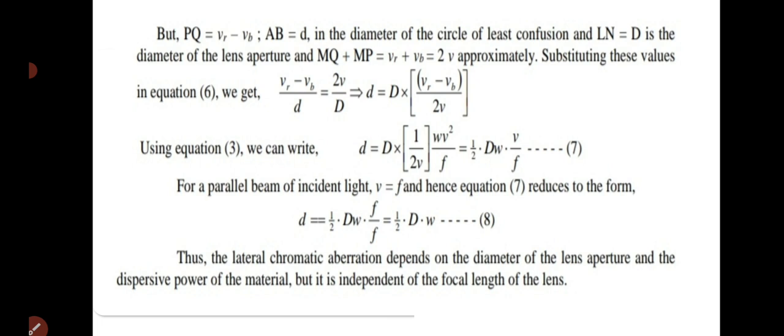For a parallel beam of incident light, V is equal to F, and hence equation 7 reduces to d is equal to half into capital D into omega into F by F. Finally, it gives d equal to half into capital D into omega, equation number 8. Thus, the lateral chromatic aberration depends on the diameter of the lens aperture and the dispersive power of the material, but it does not depend on the focal length of the lens.